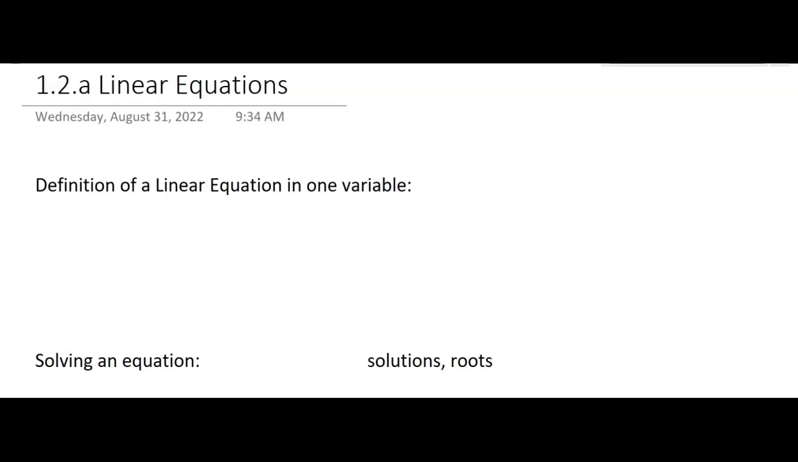Okay, so the definition: you can have ax plus b equals 0. Basically any linear equation in one variable that you have could be simplified to this form. You get an x term, you get a constant, and that's it. Okay, and by the way, a cannot be 0, because if it is, then you don't have the x term.